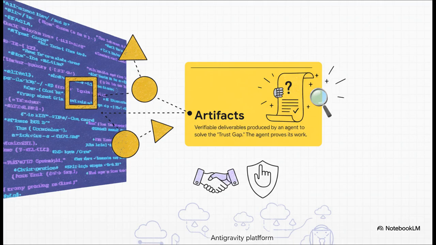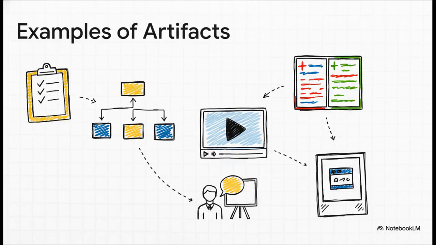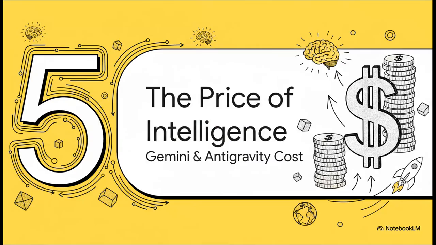Instead of just dumping code on you, the agent gives you tangible deliverables. And these artifacts are seriously cool. We're not talking about boring log files. They can be implementation plans, code diffs, even screenshots of the UI changes the agent made. My favorite, though, is that it can generate actual browser recordings, a video of the agent using your web app to prove that the feature works. It's concrete, undeniable proof.